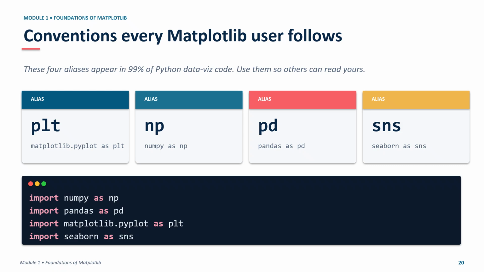The code block at the bottom shows the standard data science import block that appears at the top of almost every Jupyter notebook in the world: import numpy as np, import pandas as pd, import matplotlib.pyplot as plt, import seaborn as sns. Get in the habit of writing these four imports at the start of every notebook or script. Many data science project templates include them by default. Following convention is not just politeness, it is professionalism too. It tells others that you understand how real projects are structured.